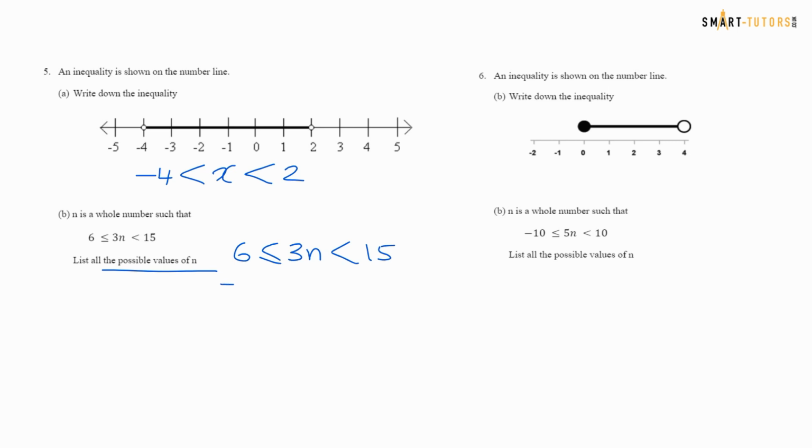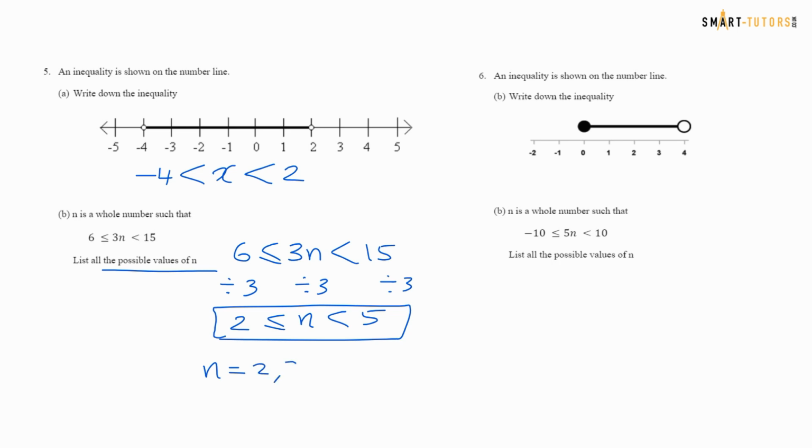So I'm going to divide everything by 3. You may ask why I'm dividing by 3, because the number in front of n is 3. So I'm going to be making n, so divide everything by 3. So 6 becomes 2, this becomes n, this becomes 5. That is the answer, exactly like my question number 1. So find out the possible values. So 2 is inclusive, 3, 4, and 5 is not coming because there's no equal sign.